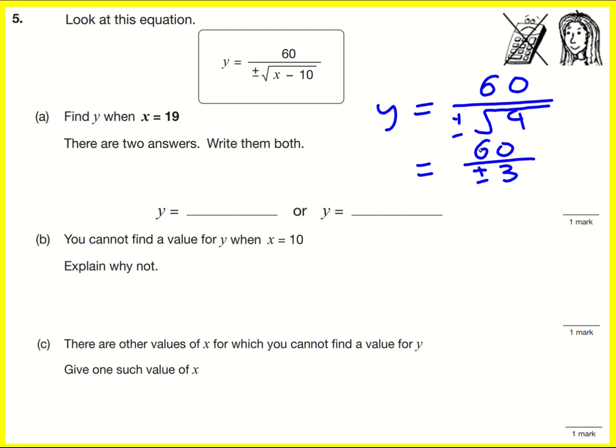So case 1 is where we just use positive 3. 60 divided by 3 is 20. Case 2, where we use minus 3, and then we get minus 20. So two possible answers. There they are.